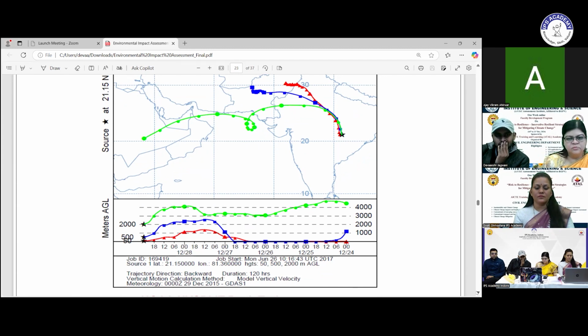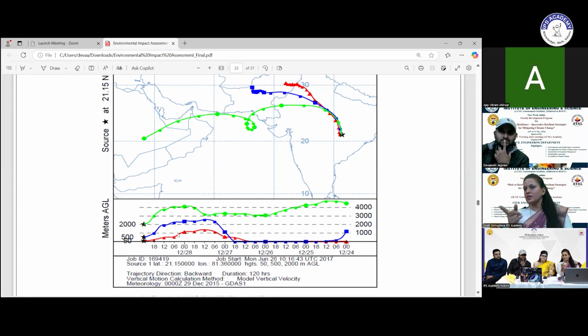The red one is coming from northeast, south. Which direction is the red one coming from? Can anyone tell, please? And for the lower altitude air mass movement, 50-meter height, then 500-meter height, and 2000-meter height, we can track the air mass movement. It is coming from the Pacific area, then Arabian countries, and then this.